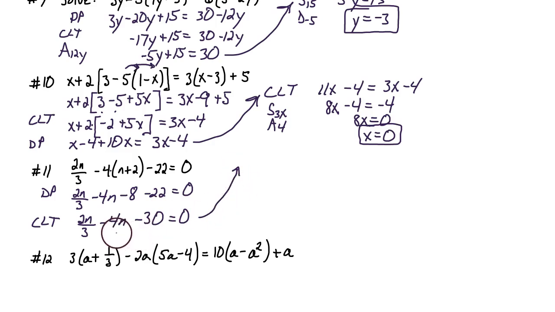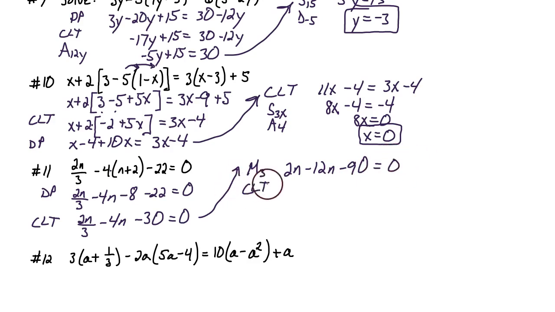The reason I did not combine the n terms yet, even though I could have, is it would be easier if there wasn't a fraction. I'm going to multiply all terms by 3. The 2n over 3, when you multiply by 3, will make 2n, because this denominator will cancel away when you multiply by 3. Negative 4n times 3 is negative 12n. Negative 30 times 3 is negative 90. 0 times 3 is 0.